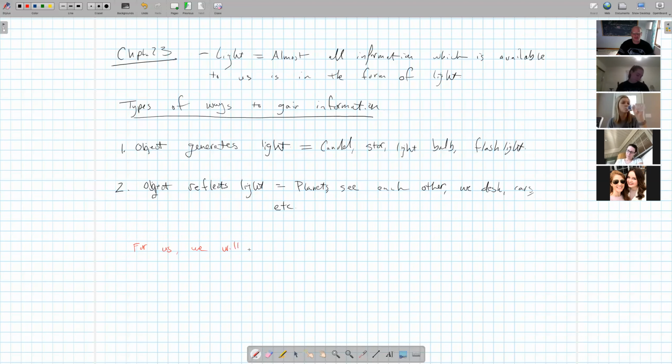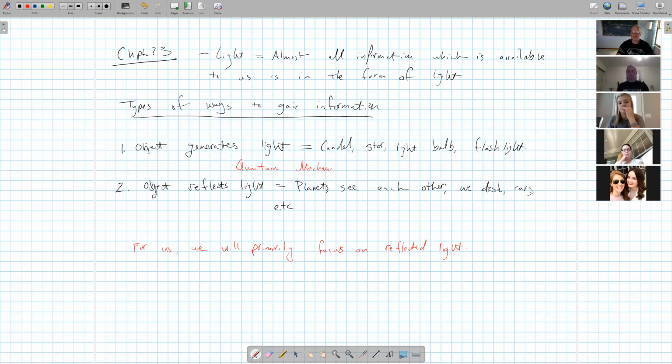So for us, we will primarily focus on reflected light. Most of the reason for that is because at this stage, we don't understand how an object actually creates its own light. That wasn't fully understood until after the time period that we're talking about, closer to the 1930s. How it actually generates light is via quantum mechanics.